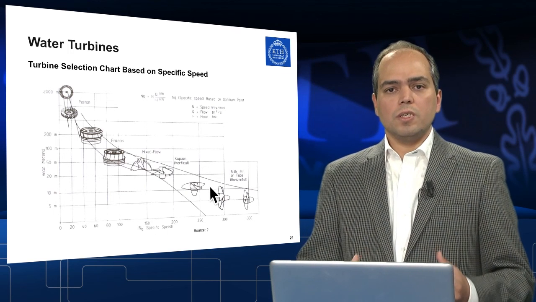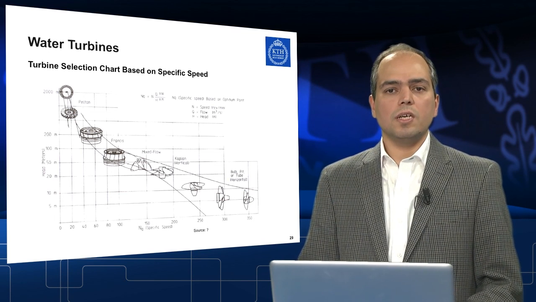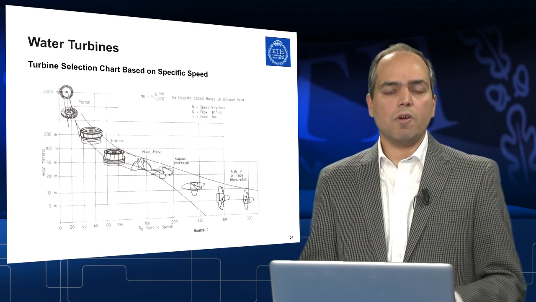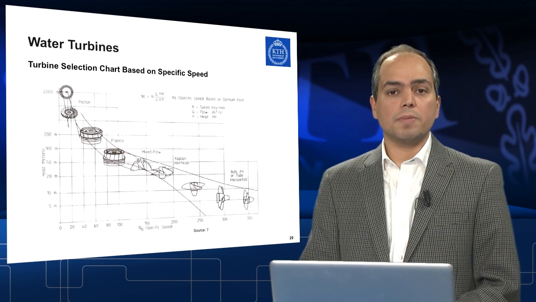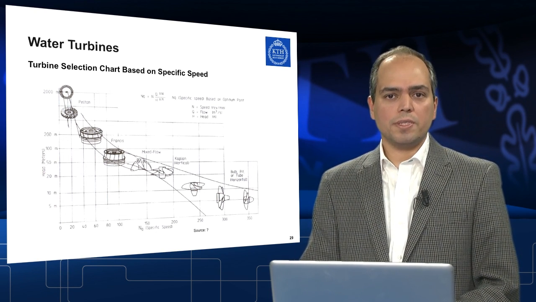Now we have looked at the different types of turbines, and we have looked at the turbine selection charts. Now it's time to move to the broader aspects of hydropower and take a look at the system characteristics and system performance of large-scale hydropower itself. Thank you.